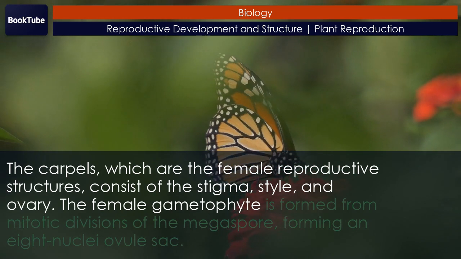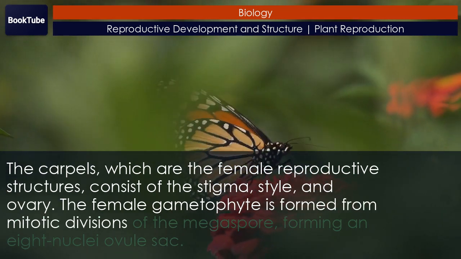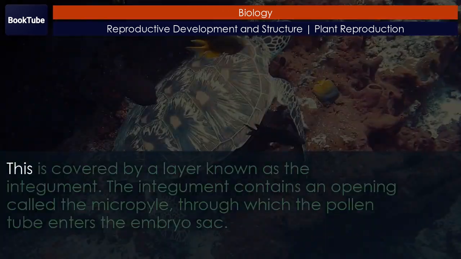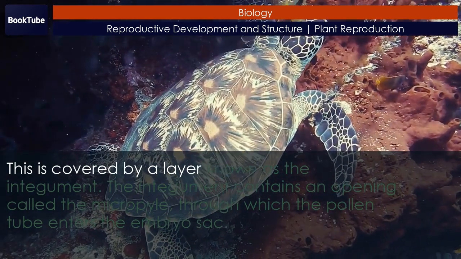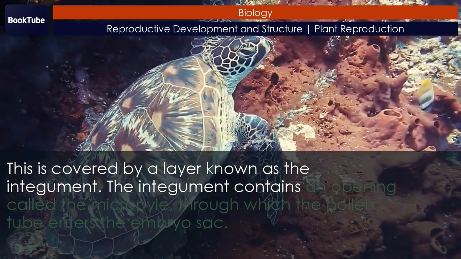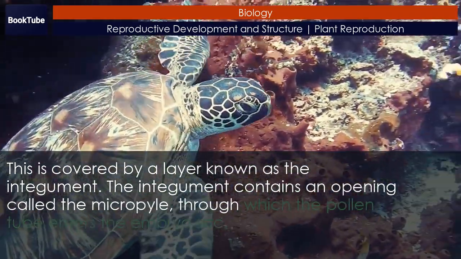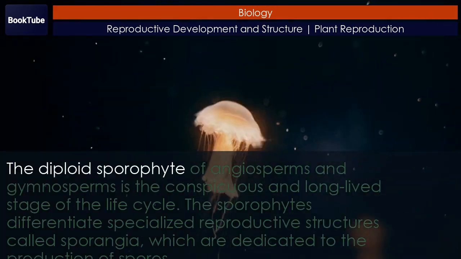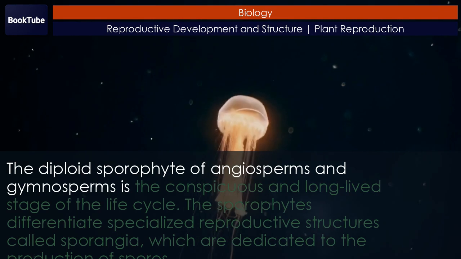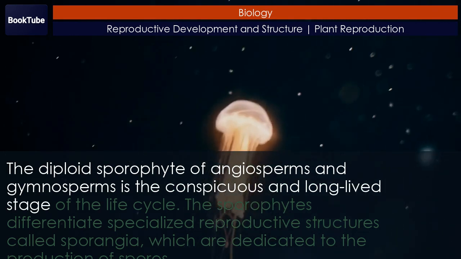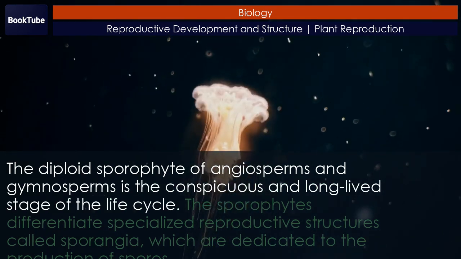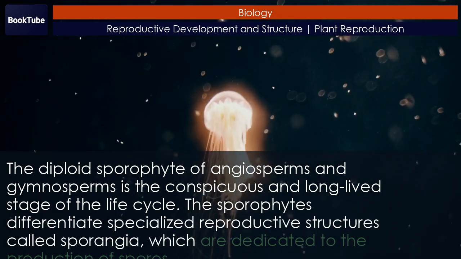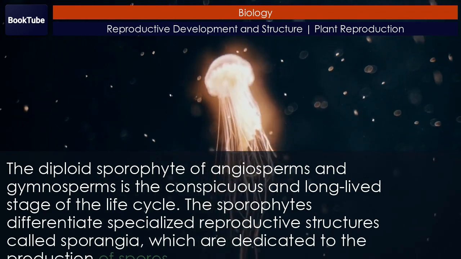The female gametophyte is formed from meiotic divisions of the megaspore, forming an 8-nuclei ovule sac. This is covered by a layer known as the integument. The integument contains an opening called the micropyle, through which the pollen tube enters the embryo sac. The diploid sporophyte of angiosperms and gymnosperms is the conspicuous and long-lived stage of the life cycle. The sporophytes differentiate specialized reproductive structures called sporangia, which are dedicated to the production of spores.